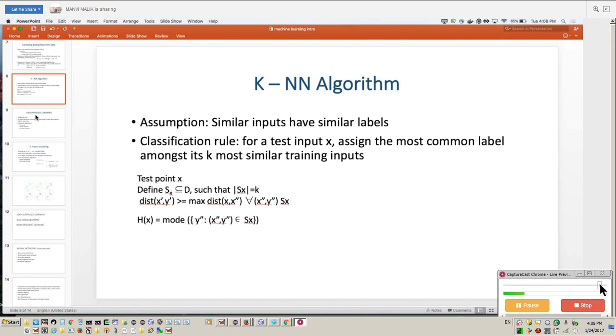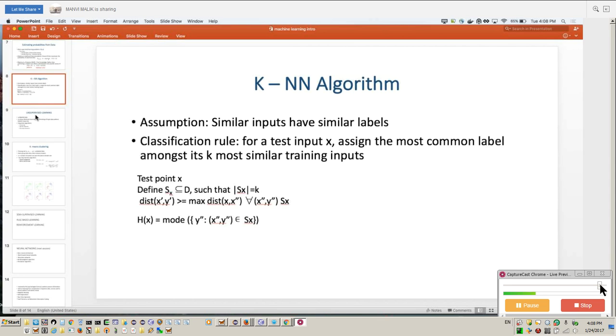And here the classification rule is, for any test input x, assign the most common label amongst its k nearest neighbors. Okay, so let's say we have 20 data points, and we decide k should be 5. That means for each data point, you are considering 5 neighbors, and the label of that point will be the most common label among those 5 neighbors.